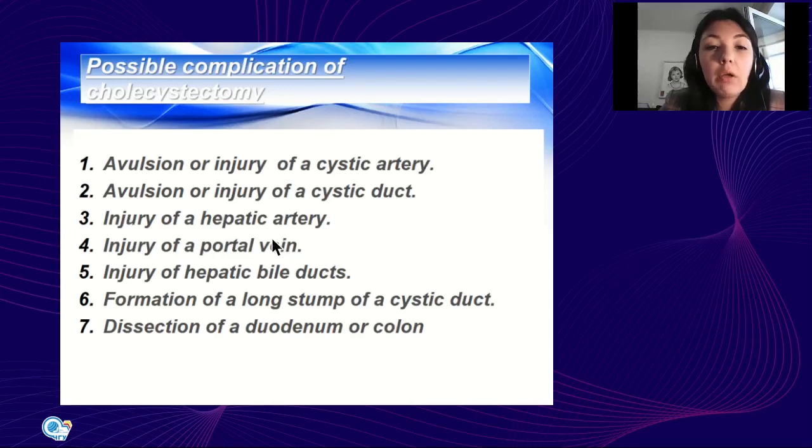Injury of a hepatic artery or portal vein, and then we will deal with very severe bleeding, and injury of any other hepatic bile ducts. Formation of a long stump of a cystic duct: there will be no early postoperative complications, but in the future we will get post-cholecystectomy syndrome. And injury of the duodenum or colon, just due to the anatomic proximity.